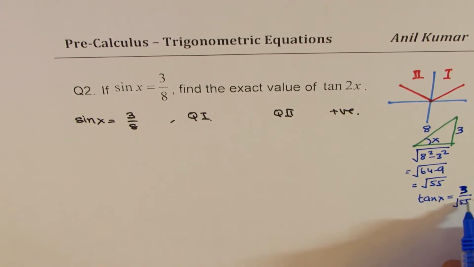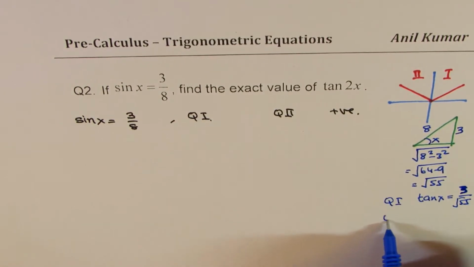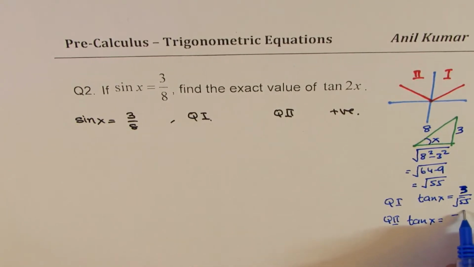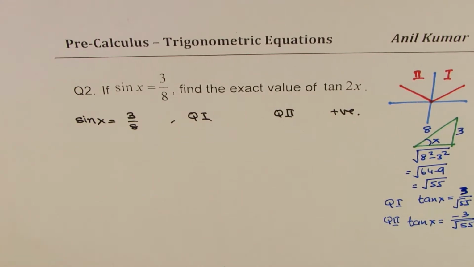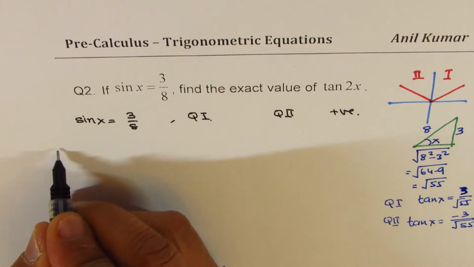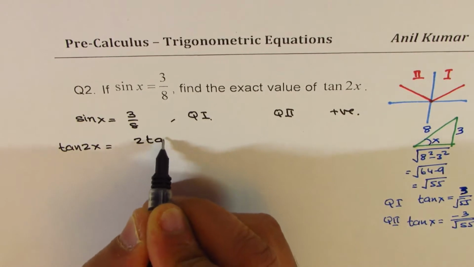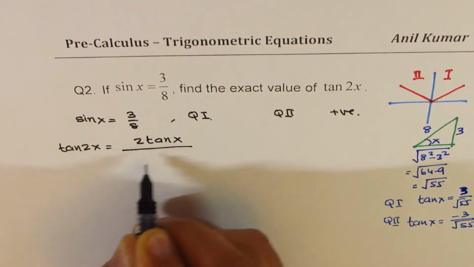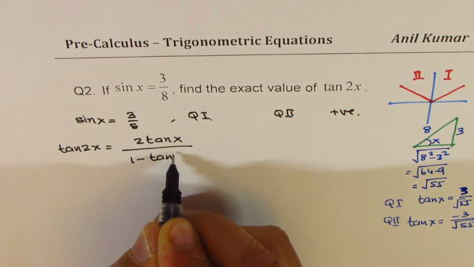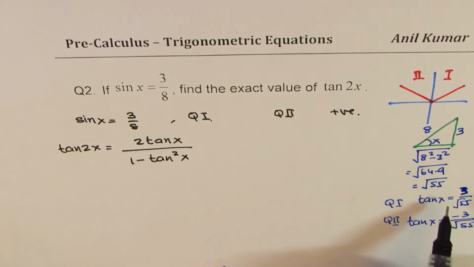But if you are in quadrant 2, tan x will be minus 3 over square root 55. Does that make sense to you? Correct? Now you also know the formula for tan 2x. Let me rewrite. So we have tan 2x equals 2 times tan x over 1 minus tan square x. So let's work out the value for both the quadrants.